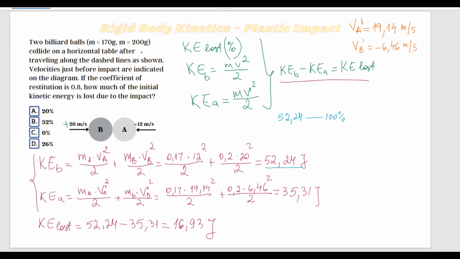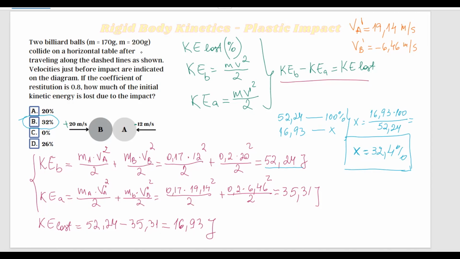Now 16.93, we don't know how much percentage that represents. So from here, X is going to be equal to 16.93 multiplied by 100 divided by 52.24. And this gives you a value for X of 32.4%. So this is how much of kinetic energy is lost after the impact. 32% is option B. And that's how you solve a problem like this.